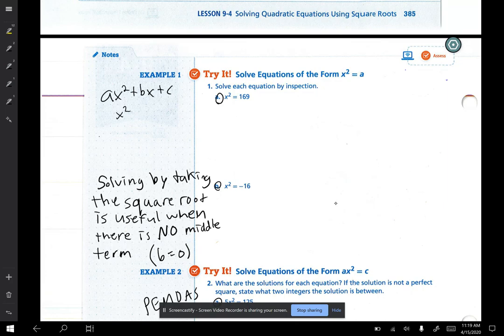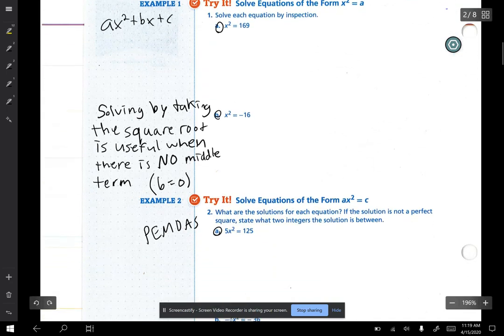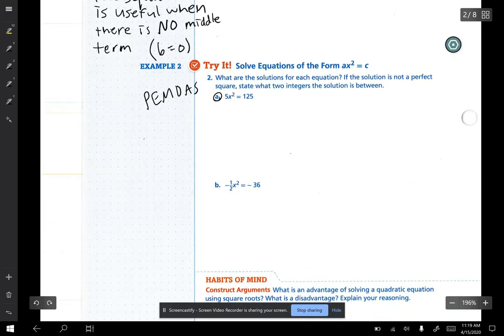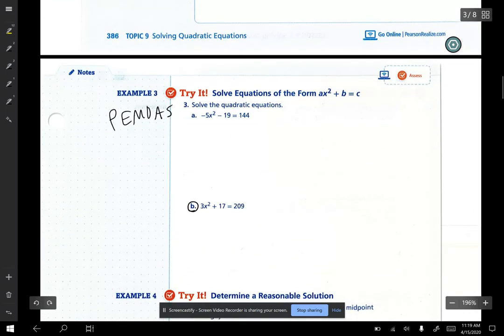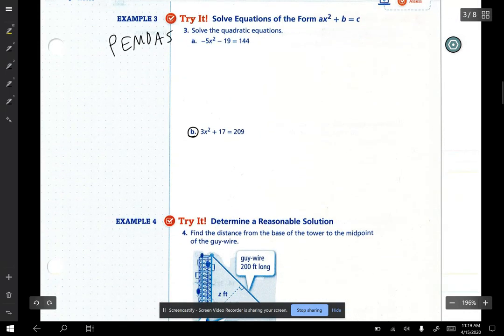Today we're going to talk about solving these kinds of equations by taking the square root. And this is useful, and that's why I've written it over here, when there is no middle term, when b is 0. So this is going to talk about equations like x squared equals a number, or a number x squared equals a number, or in our last example, a number x squared plus a number equals a number.